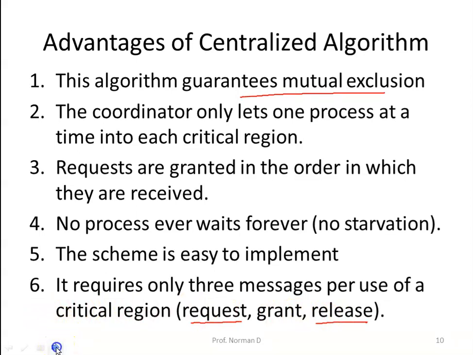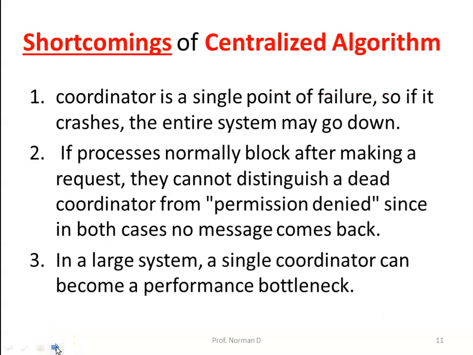Let's have a look at the shortcomings of the centralized algorithm. The biggest problem is that the coordinator is a single point of failure. So if the coordinator fails, the entire system will go down. Also, if a process normally blocks after making a request, it cannot distinguish a dead coordinator from permission denied, since in both cases no messages come back.